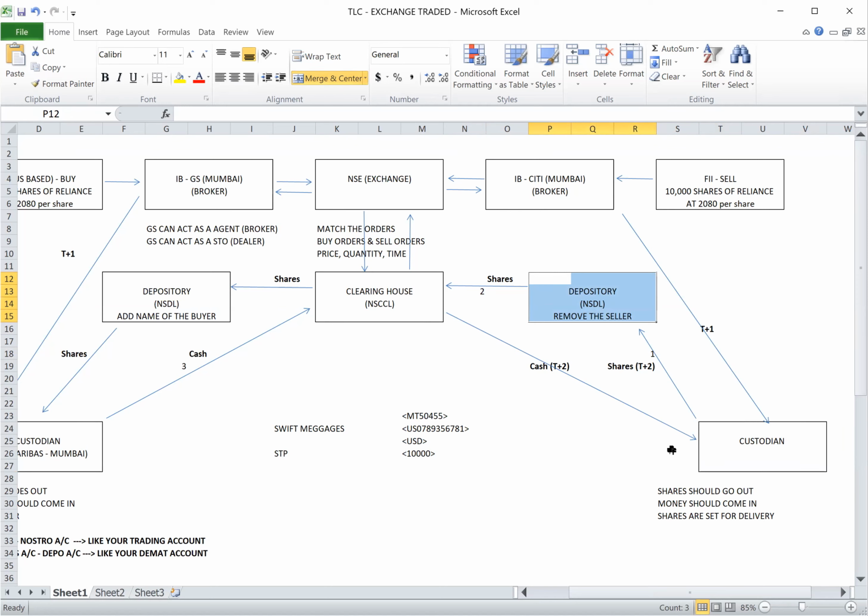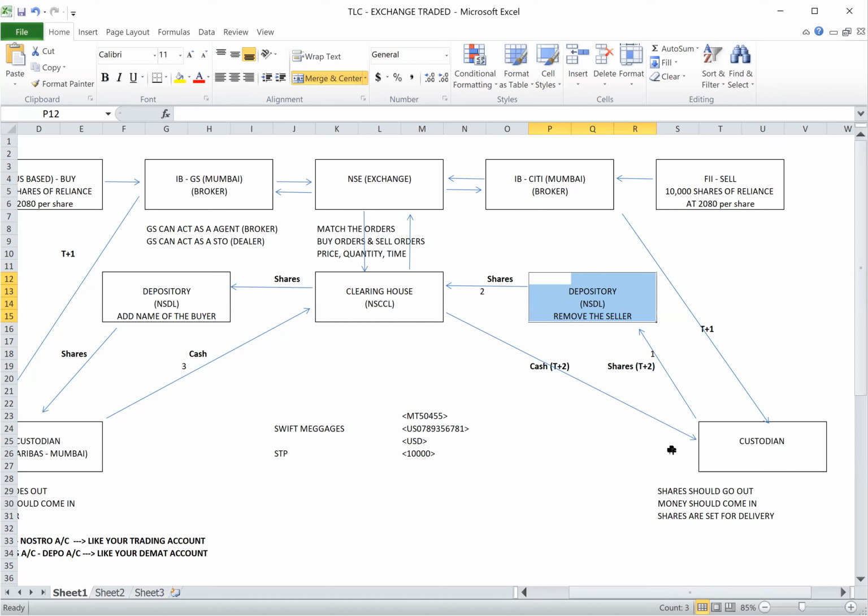In India, we have NSDL and CDSL as the depositories. Our demat account is held with the depository. So basically what it does is change the legal ownership. Earlier the seller was the legal owner. Now who will become the legal owner? Clearing house. Okay, are we clear? Yes, sir.